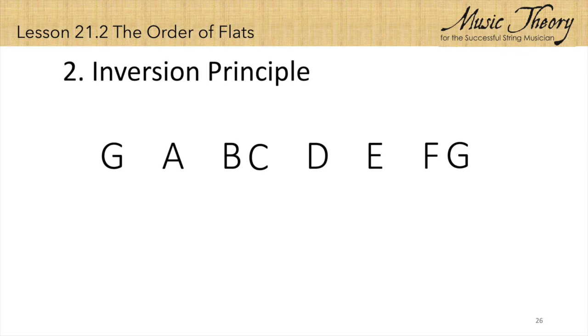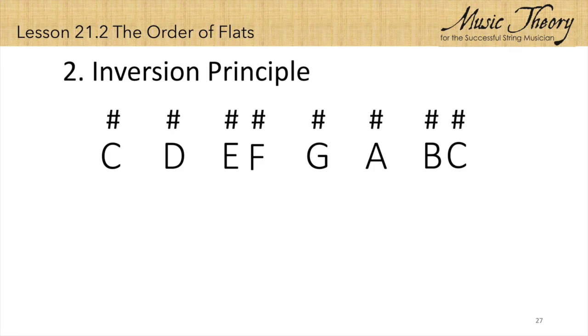For example, the key of G we know has 1 sharp, F sharp. So by using the inversion principle, we can easily remember that the key of G flat must have 6 flats, and all the notes are flat except the note F. How does the inversion principle apply to the key of C major? Well, if we think of the key of C as having all 7 naturals, then in the key of C sharp, all the notes will be sharp, and in the key of C flat, all the notes will be flat.